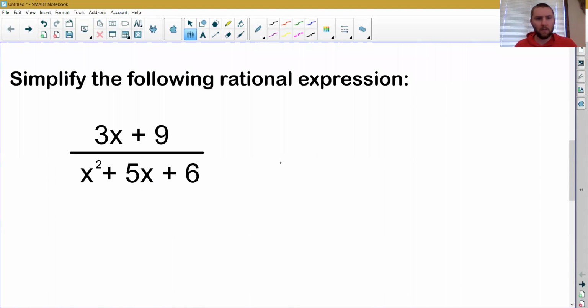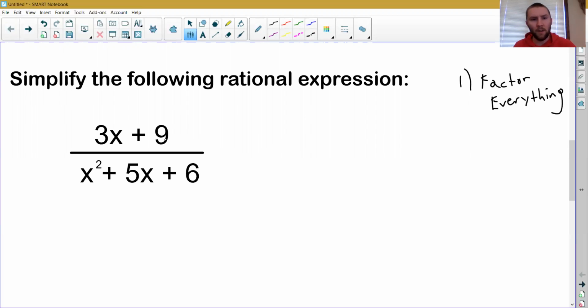So for example, we're going to start with this example. When we simplify a rational expression, step number one is always to factor everything. Factor everything. So that means the top and the bottom, as much factoring as we can possibly do, separating these polynomials out into separate pieces that are multiplied together to make the polynomial we have.